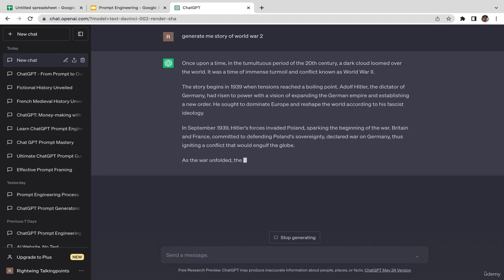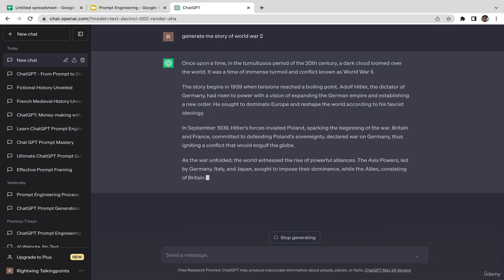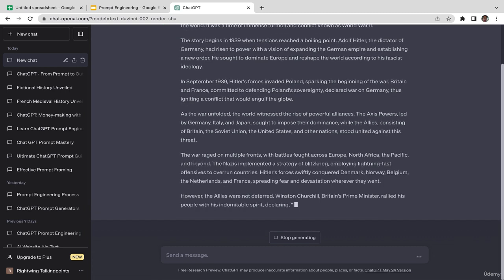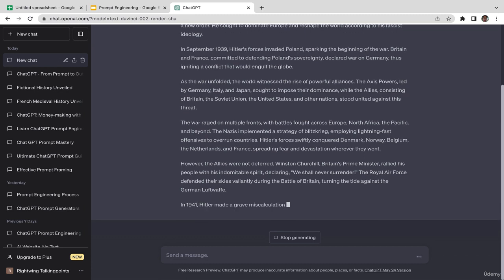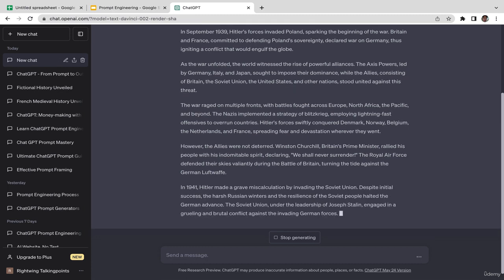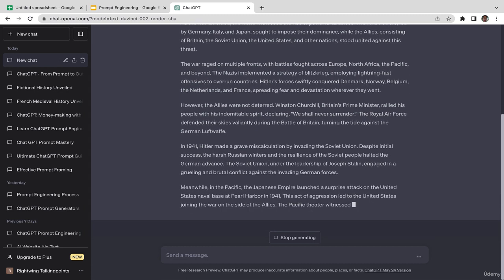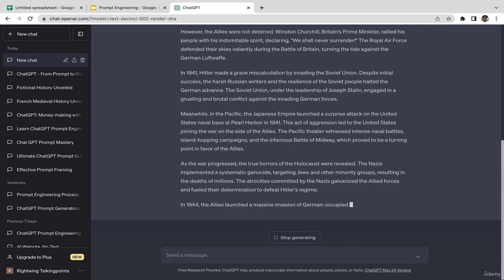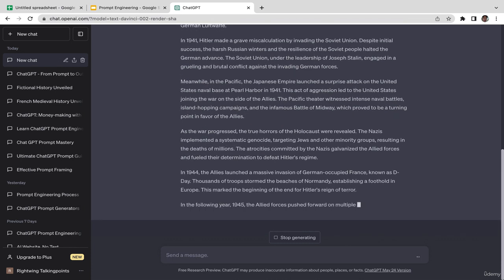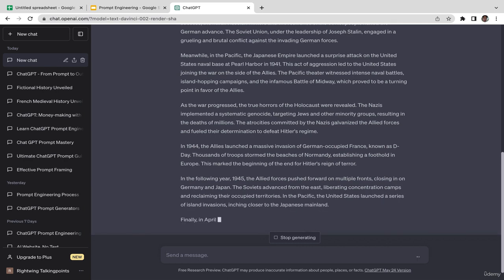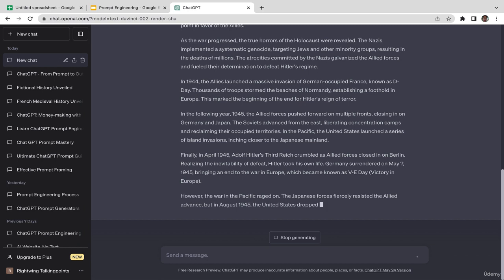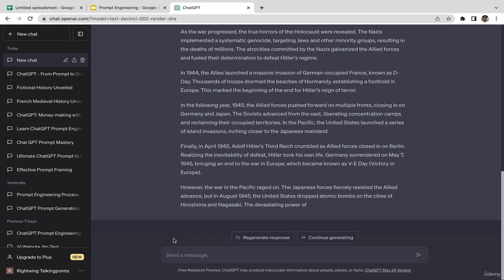This is too general, this is too broad, and guess what? ChatGPT is going to generate us the main storyline of World War II. That's it. ChatGPT is not going to specify what's happening in the Battle of Iwo Jima, something like that. No, right? Because ChatGPT is only going to generate what you're asking. So if you want specifically to get the story of the Battle of Iwo Jima, then you need to specify it in the prompt.